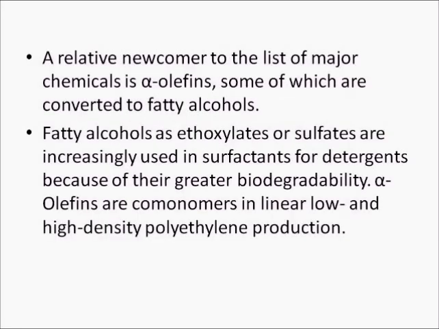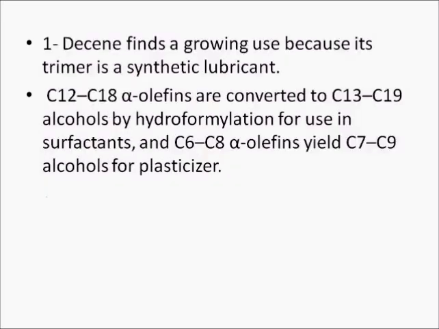New major chemical from ethylene is alpha olefins, which are mostly converted to fatty alcohols. Fatty alcohols as ethoxylates or sulfates are used in surfactants for detergents. Alpha olefins are also used as comonomers in LLDPE and HDPE production. Trimer of 1-decene is a synthetic lubricant. Alpha olefins are converted to alcohols by hydroformylation and are used in surfactants or for plasticizers depending on number of carbon atoms present in alcohol.